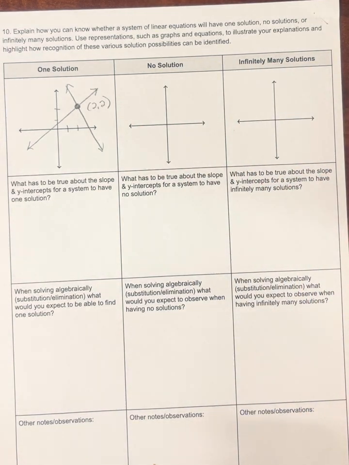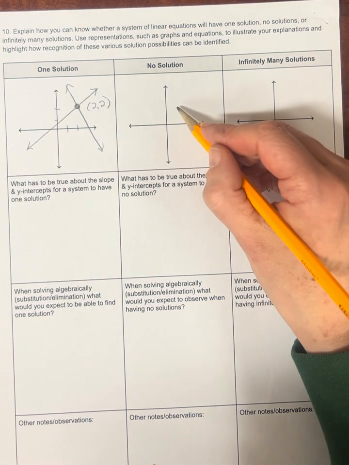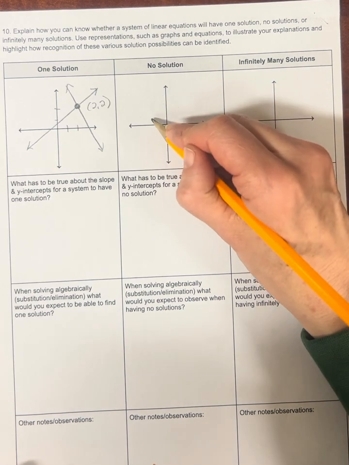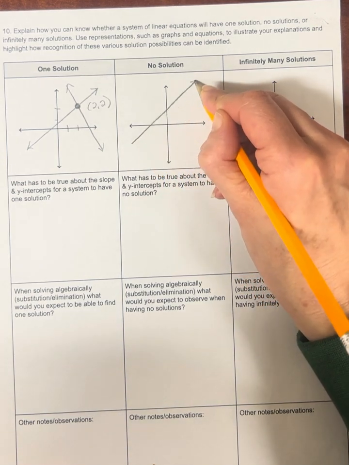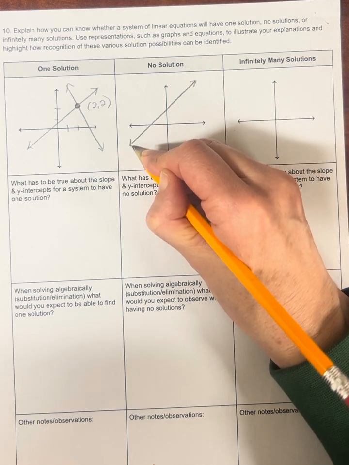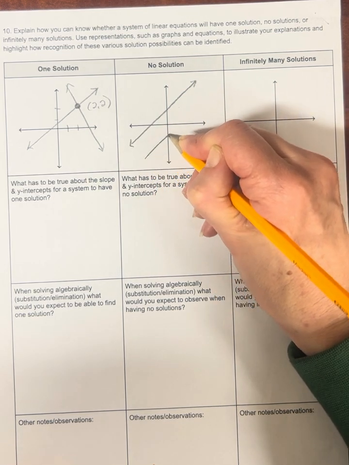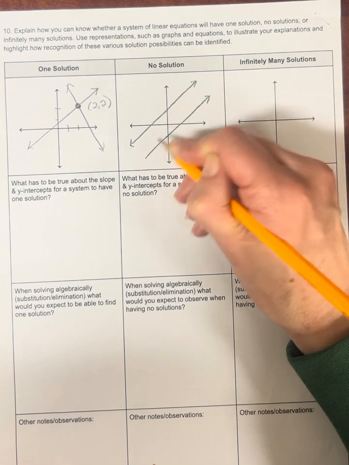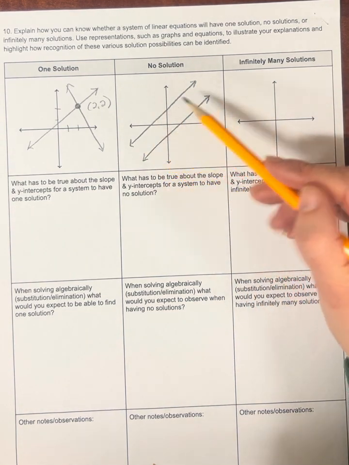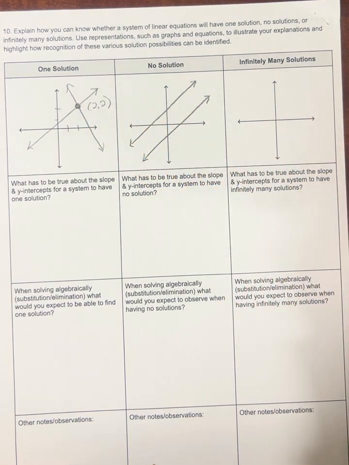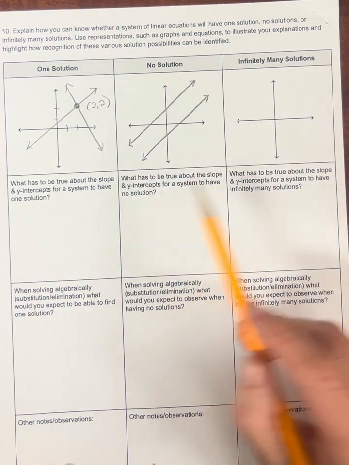Okay, well, what does no solutions look like? We also did a problem like this. We go to graph, and remember in class we have one line, and then the other line is parallel to it, and it never crosses. So no solution looks like two lines that don't ever cross.